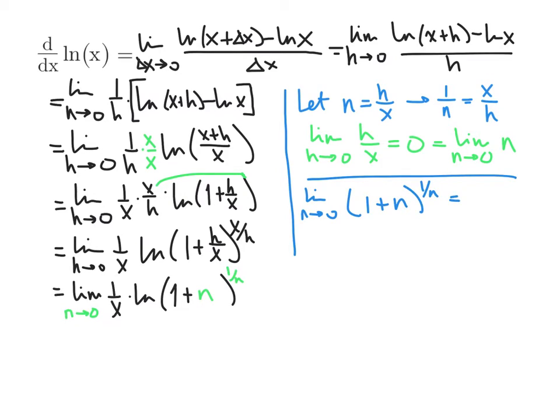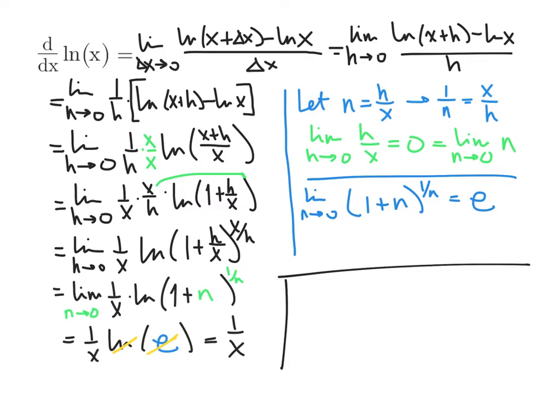Now, we've dealt with this a little bit, and through inspection, we've already found that that limit is going to be e. So when I evaluate my limit over here, let n approach 0, well, if n's going to approach 0, 1 over x stays 1 over x. And 1 plus n to the 1 over n, as n approaches 0, is going to approach e. Natural log of e, those are inverses of each other, so they're going to cancel each other out here and here. And the only thing we're left with is 1 over x.